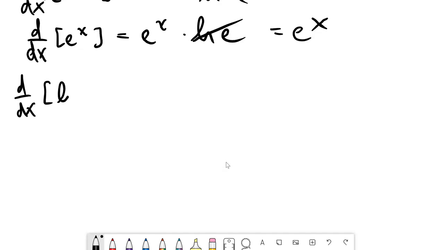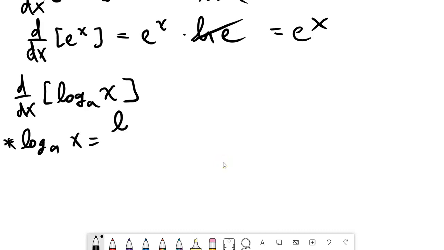dx of the log base a of x. So let's begin. We are going to take advantage of something called change of base. Remember, we can change it to anything we want. I'm going to make the base e, or just natural log.